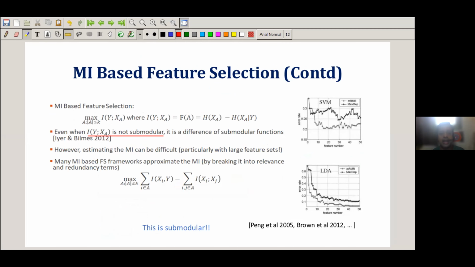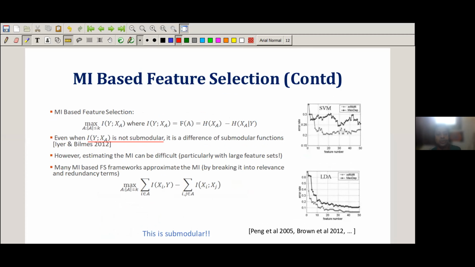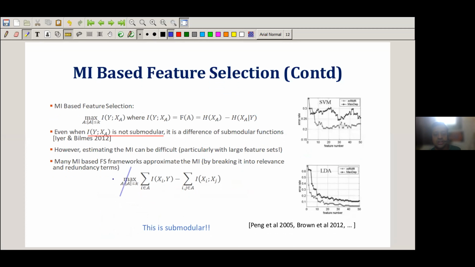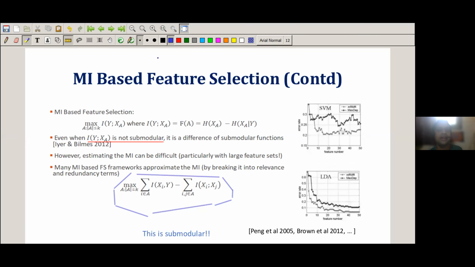Okay, and that gives you a good approximation. So what you see here is what several MI-based feature selection frameworks do. MI is mutual information. They approximate the mutual information by breaking it into two terms. One is a relevance term.